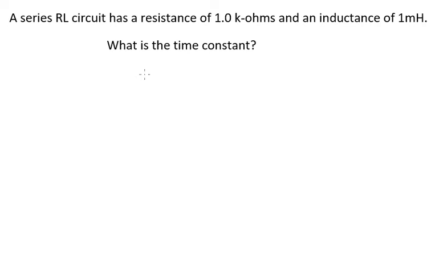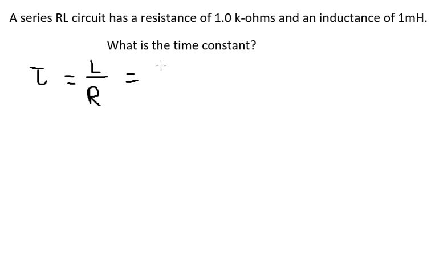The topic today is about the time constant. Now I will show you how to answer. The formula of the time constant of an RL circuit is L divided by R. For L, we just have 1 millihenry.